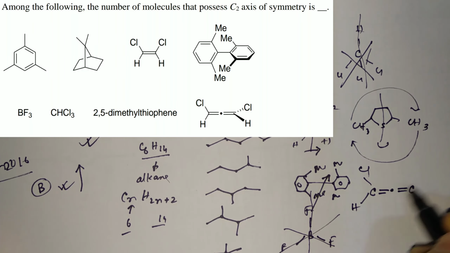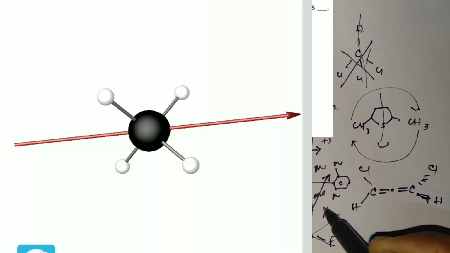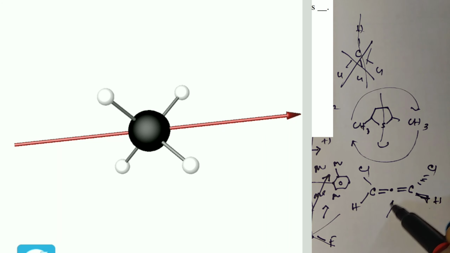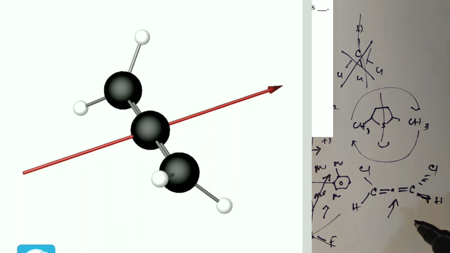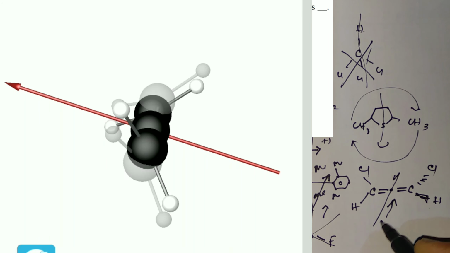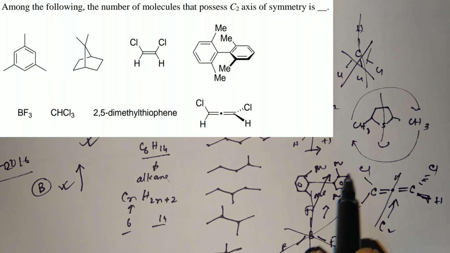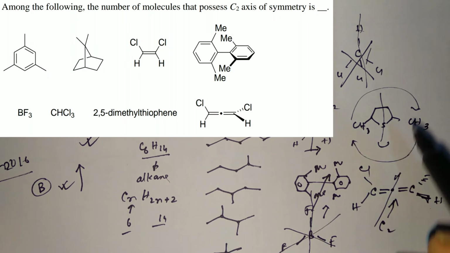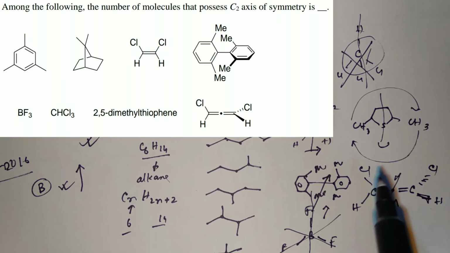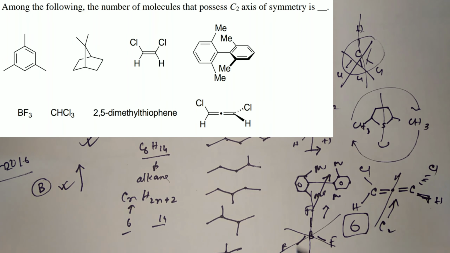And in this compound also you will find C2. Okay, so it is like the previous one, that is this. You can see on your screen the digital rotation, right? So it has the C2 axis right here. So the total number of molecules which have C2 axis is 6. The total number of molecules is 7, and except this one, everyone has the C2 axis. So the total will be 6, and 6 is the correct answer. It is a fill in the blank type question, and 6 is the correct answer.